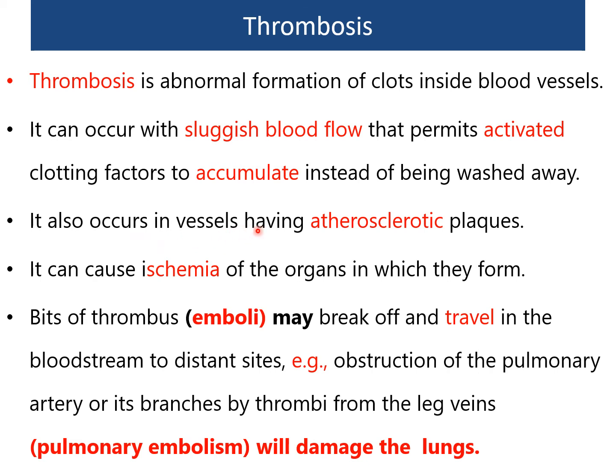It also occurs in vessels having atherosclerotic plaques. जिन लोगों की फैट जो है वो एंडोथेलियम के नीचे जमा हो रही है, वहां पर जो है वो एक नाइडस सा बन जाता है जिसके ऊपर आराम से आके जो क्लॉटिंग फैक्टर्स हैं और प्लेटलेट्स हैं वो इकट्ठे होते जाते हैं और उसके ऊपर एथेरोस्क्लेरोटिक प्लाक के ऊपर थ्रोम्बस बनाना शुरू कर देते हैं. इट कैन कॉज इस्कीमिया ऑफ द ऑर्गन्स इन विच दे फॉर्म.